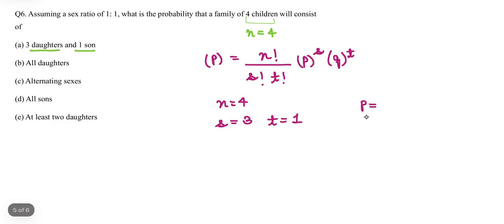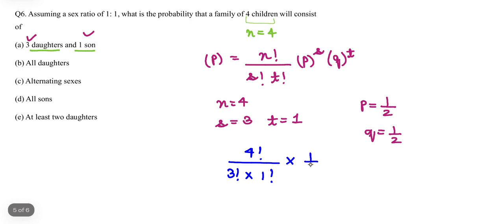Now p is the probability of having a daughter, or the probability of having that event. Because we know that these are only the two events, one of them has to happen, so the probability of p is half and q is also half. So simply by putting into the formula we have 4 factorial upon 3 factorial multiplied by 1 factorial, multiplied by half to the power 3, multiplied by half to the power 1.